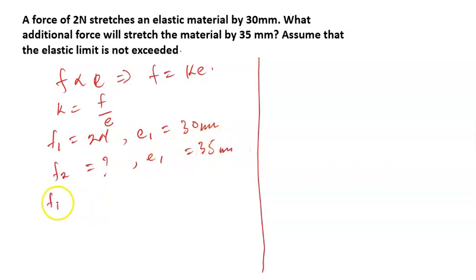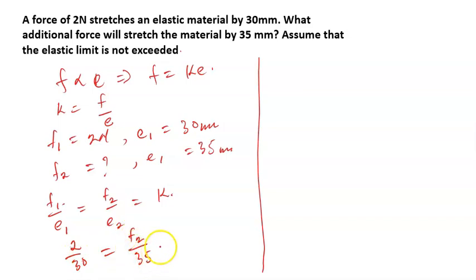So that F1 over e1 will be equal to F2 over e2, and they're both equal to K. So F1 over e1 in this case is 2 over 30, which is the same thing as F2 over e2, where e2 in this case is 35. This implies that 2 times 35 over 30 is equal to F2.